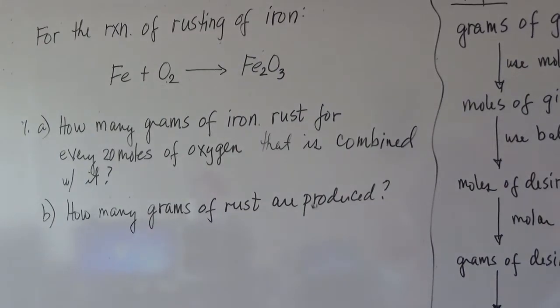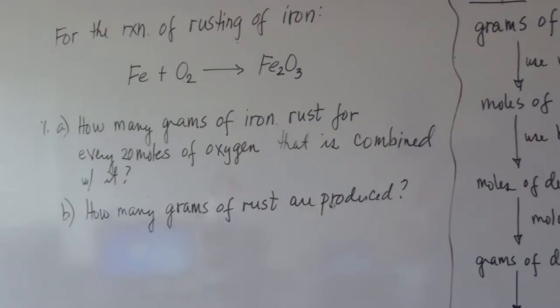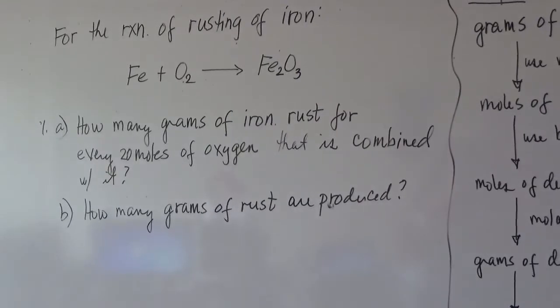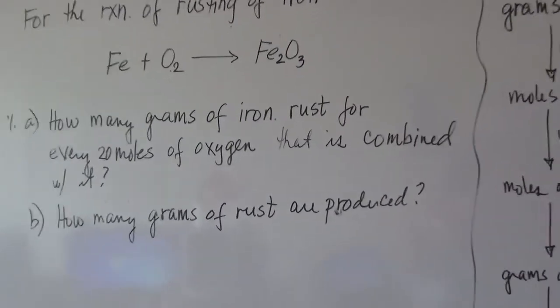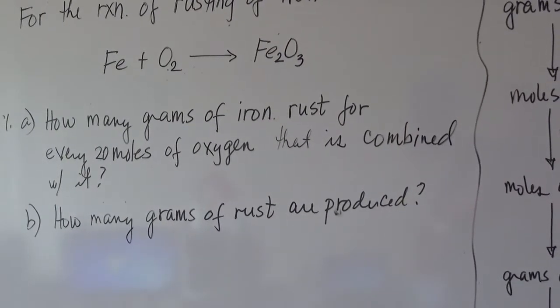Stoichiometry. This is a sample of a stoichiometric problem. So we have here the reaction of iron and oxygen. This is actually the rusting of iron.